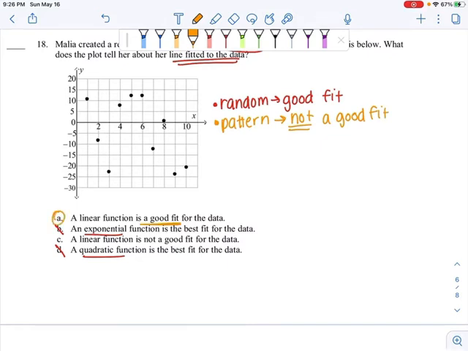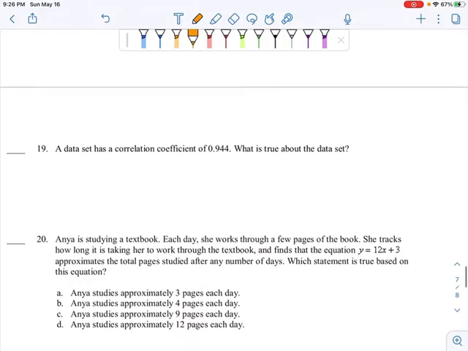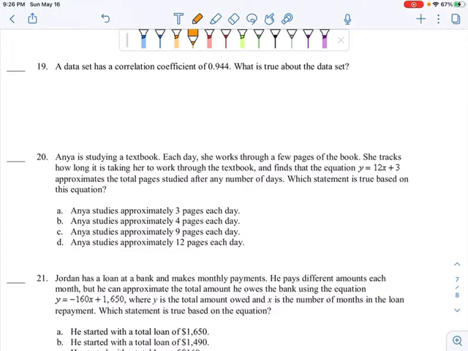Okay, 19, it says the data set has a correlation coefficient of 0.944. What is true about this data set? Okay, so this data set has a strong positive linear correlation. One, it's strong because it's above 0.5. Two, it's positive because the number is positive.